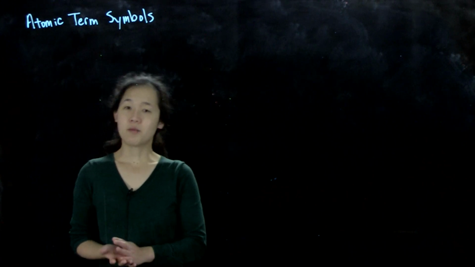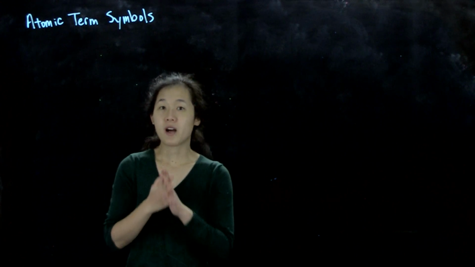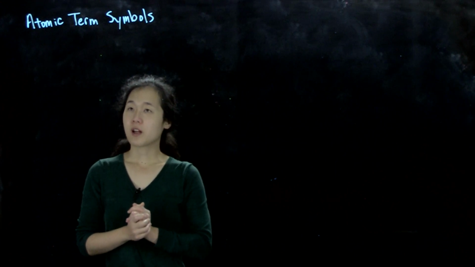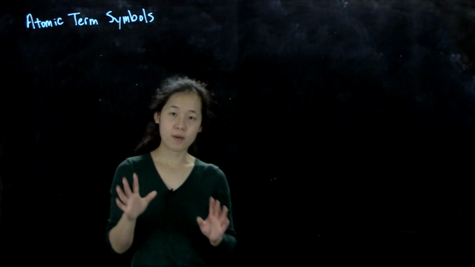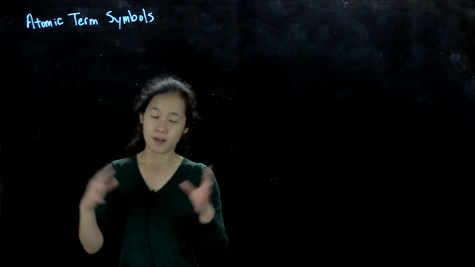Let's talk about term symbols and then finding electronic states, so beyond configurations. First we'll start off with atomic term symbols. Keep in mind these are for free atoms. We don't yet have, for example, a ligand field.